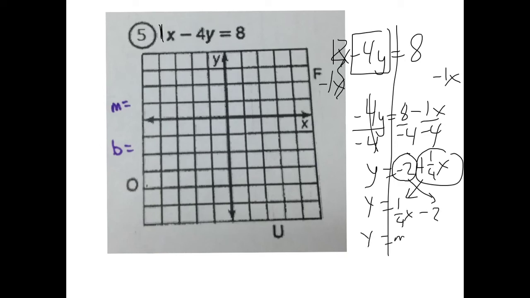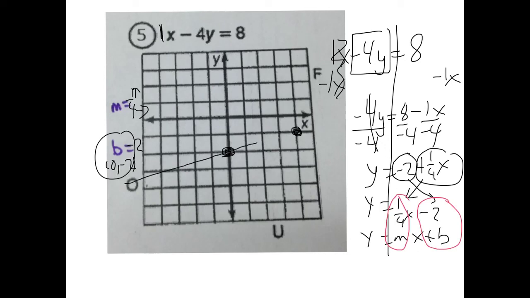Y equals mx plus b. That's my m. That's my b. So my m is 1/4, which means up 1, right 4. My b is negative 2, which is 0, negative 2. So I begin with b, so go down 2, big dot, up 1, over 1, 2, 3, 4. It's going to be a real flat line, like that.